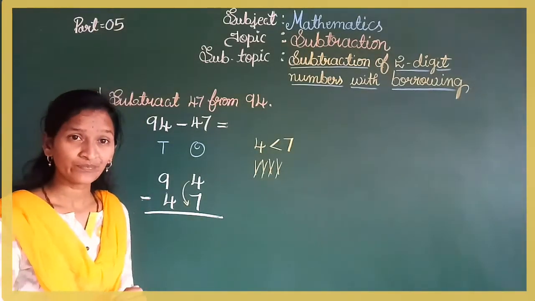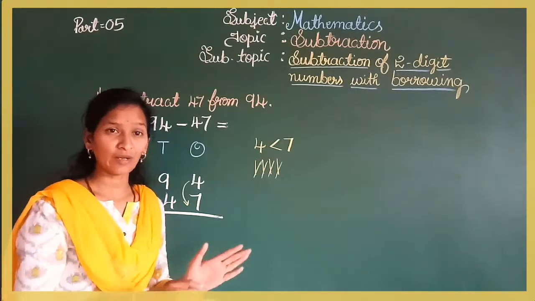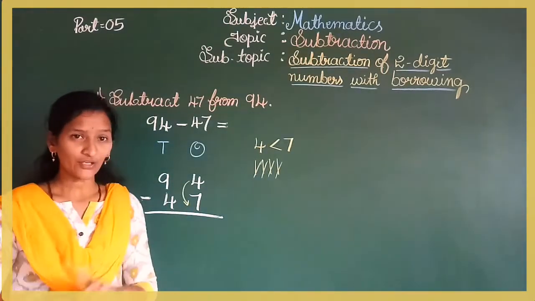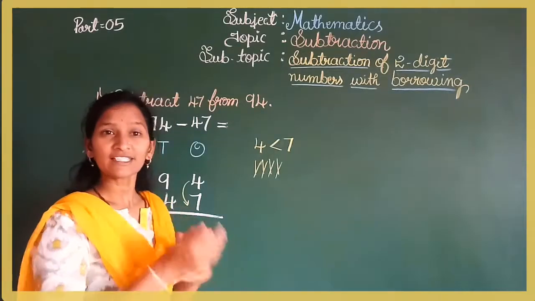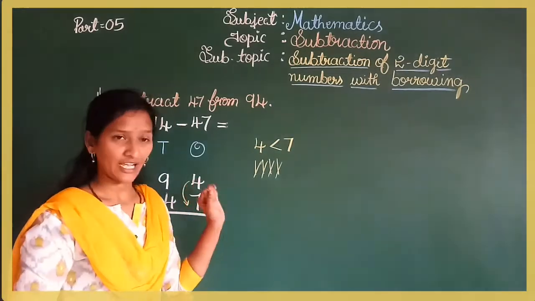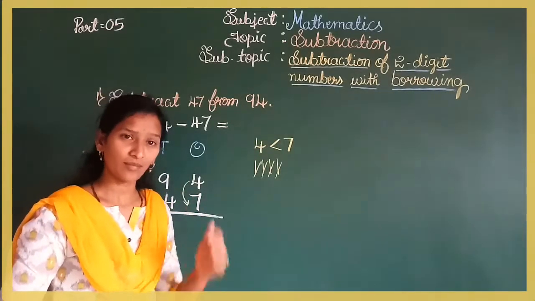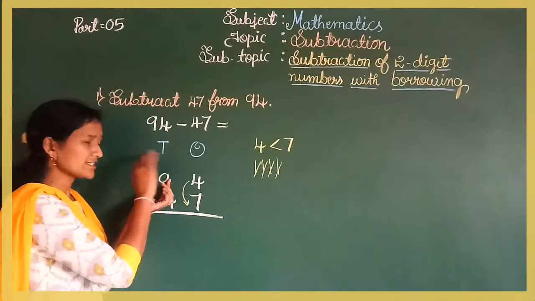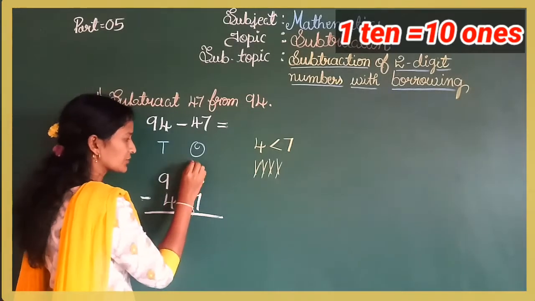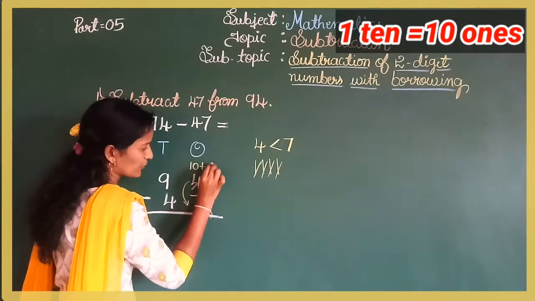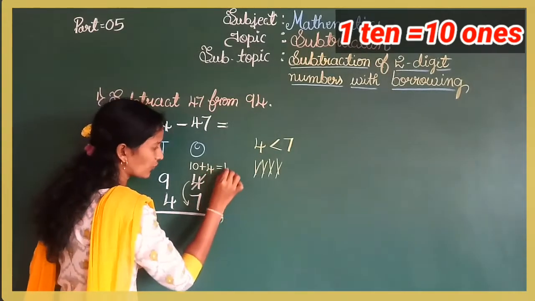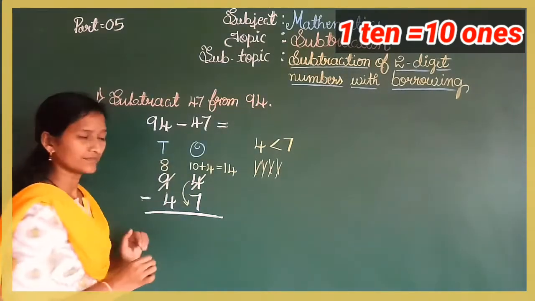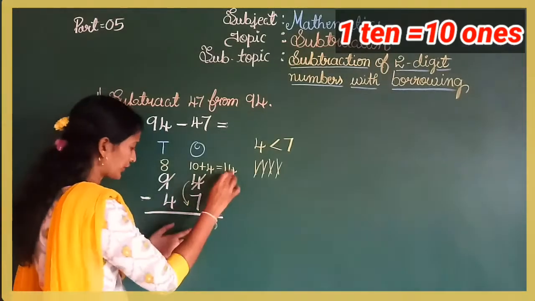So what can we do? You have to take a borrow from its next place. Yes children, in the previous class I already told about borrowing. Borrowing means taking something from someone. So in subtraction we are taking numbers as a borrow. So here 4 will borrow 10 from the tens column. Okay. So here is a 4. So 10 plus this 4. What is 10 plus 4? It is 14. After giving the borrow, this 9 becomes 8.